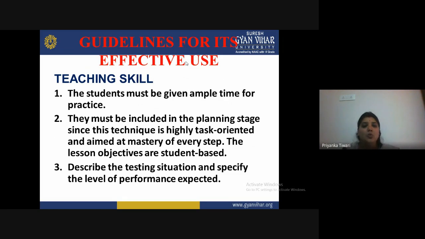So they must be included in the planning stage, since this technique is highly task oriented and aimed at mastery of every step. The lesson objectives are student based, because nowadays, in the present era, we are having learner centric education. And describe the testing situation and specify the level of performance expected.